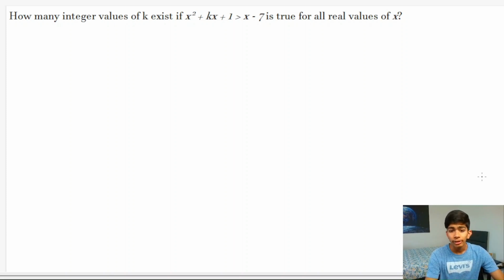In this video, we'll be solving another math problem. Let's start. So this problem says, how many integer values of k exist if x squared plus kx plus 1 is greater than x minus 7 is true for all real values of x? So first thing I want to do is move all these terms to the left side. So let's do that.